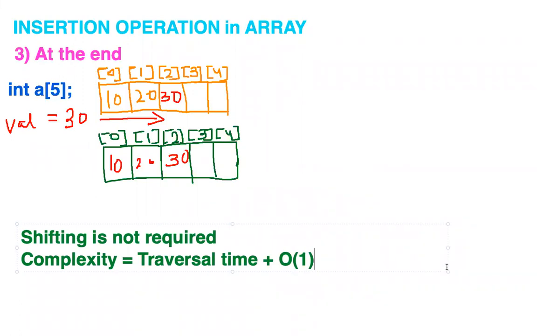But again, insertion at the end can be termed as a special case of insertion at the middle, because it can be represented as inserting a value 30 after a given value 20. So it becomes somewhat similar to insertion at the middle. So in the worst case, it is again order of n. So we see that the insertion operation in an array in the worst case is order of n.